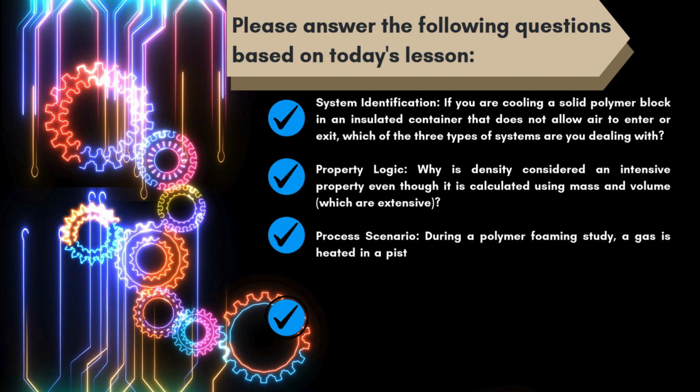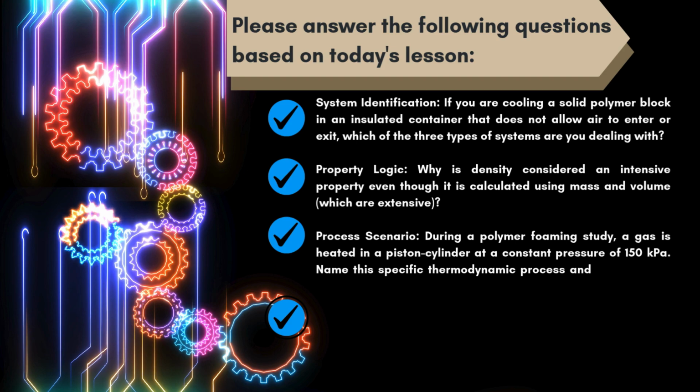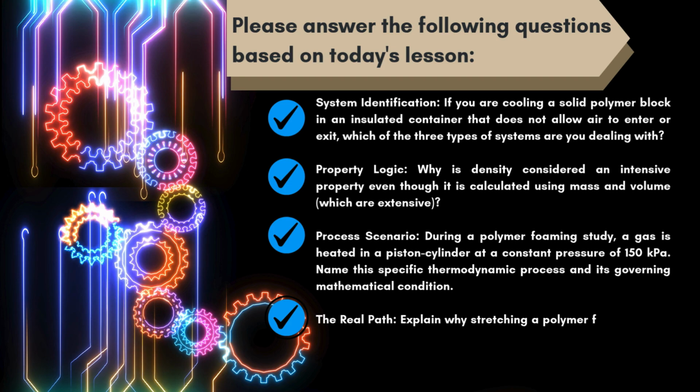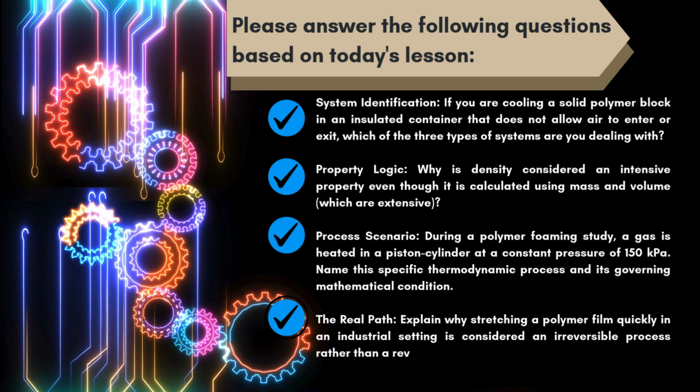During a polymer foaming study, a gas is heated in a piston cylinder at a constant pressure of 150 kilopascals. Name this specific thermodynamic process and its governing mathematical condition. 4. The real path. Explain why stretching a polymer film quickly in an industrial setting is considered an irreversible process rather than a reversible one.